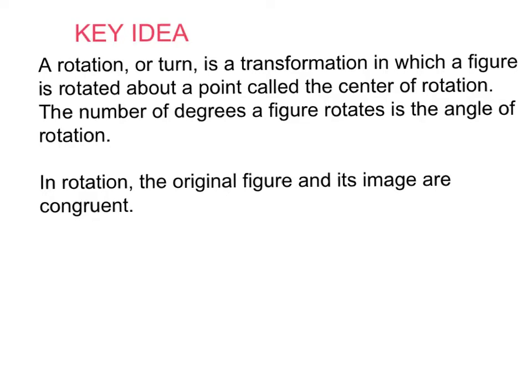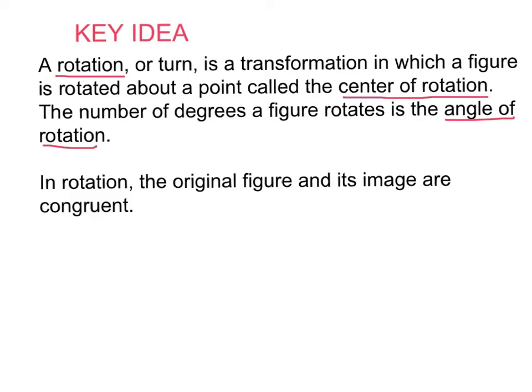Here is your key idea on rotations. A rotation, which is your vocab word, or turn, is a transformation in which a figure is rotated about a point called the center of rotation. You can't just turn a shape. You're going to turn it around a point. The number of degrees a figure rotates is the angle of rotation. That is your third vocab word. The angle of rotation is the angle at which you turn something around that point.